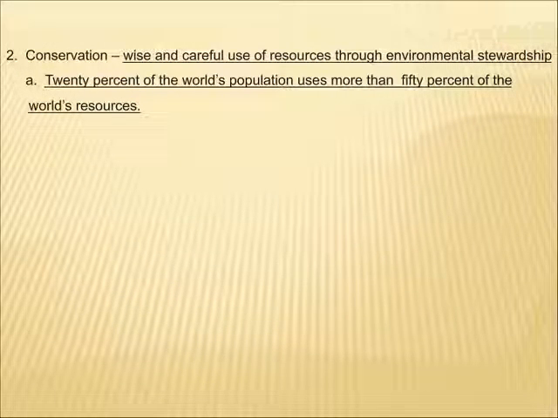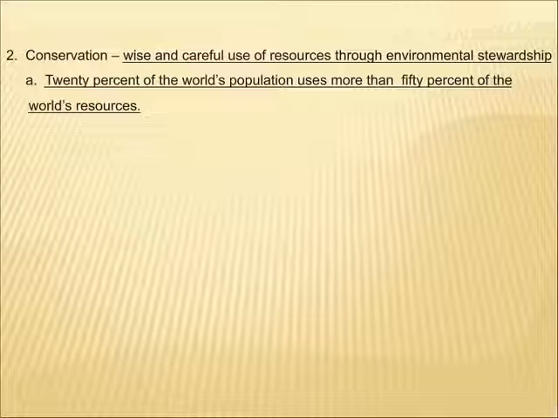So regardless of whether or not our human population globally continues to grow or whether it stabilizes, we need to take a look at using our natural resources in a more wise and careful way. This is called conservation, the wise and careful use of resources through environmental stewardship. Stewardship means taking care of what we've been given. In the United States, we could do a much better job of this. We have only 20% of the world's population, but we use more than 50% of the world's natural resources.